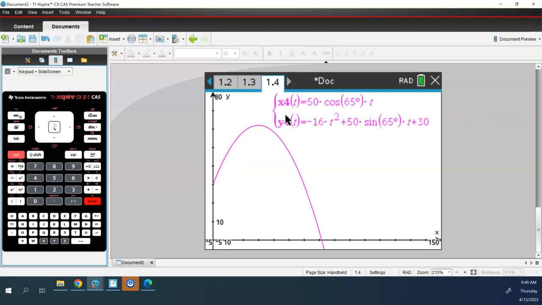Okay. Later on, tomorrow and next week, we're going to figure out a couple of things based off of this graph. One, the actual time it hit the ground. Two, how far away it hit the ground. Three, the maximum height of the ball. So we're going to be able to figure out all that stuff later on next week. Okay?